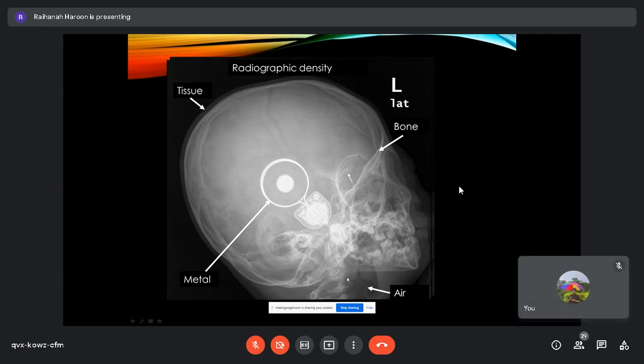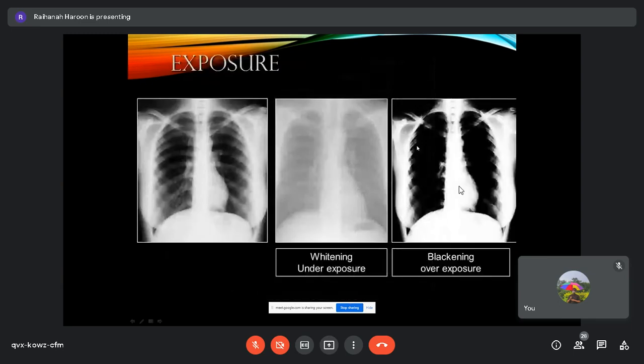Never ever forget to review the soft tissue. Whether it's a chest X-ray, abdomen X-ray, or limb X-ray, you must comment on the soft tissue, even if you feel that it is normal. And then you see air in your trachea, the most lucent, and of course the air surrounding the patient. So we always talk about exposure when we evaluate a chest radiograph, for instance.